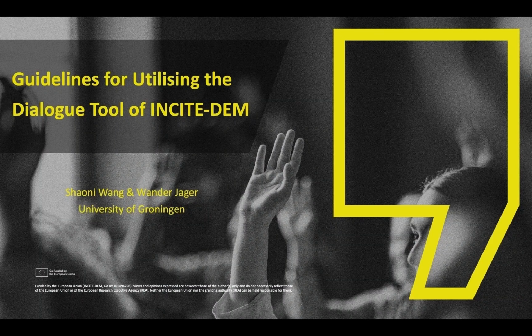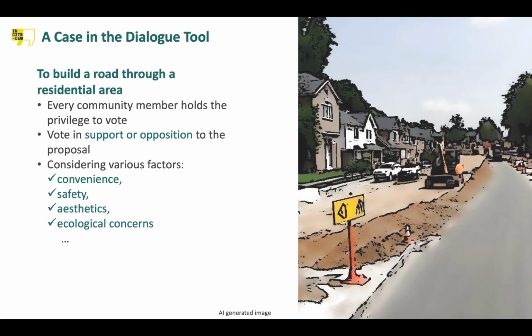This video will walk you through the guidelines for using the dialogue tool of Incite-DEM to understand community dynamics. To start, picture a case from your own context, such as a local government proposing road construction through a residential area. Each community member has the right to express their stance, influenced by factors like convenience, safety, aesthetics, ecological concerns, and more. The aim of the dialogue tool is to simulate dynamics in diverse community scenarios, fostering meaningful discussions and deepening shared understanding. Let's explore the tool now.